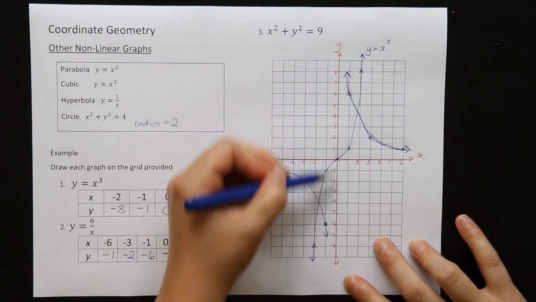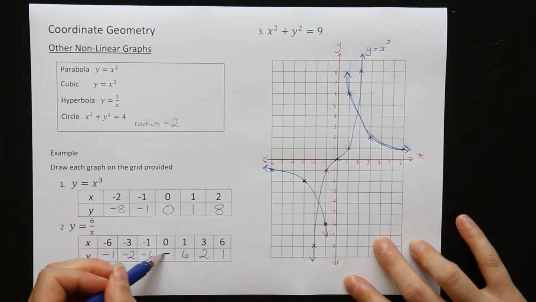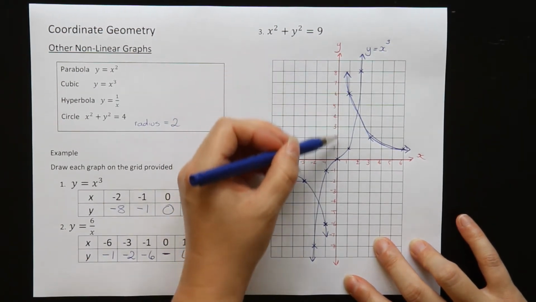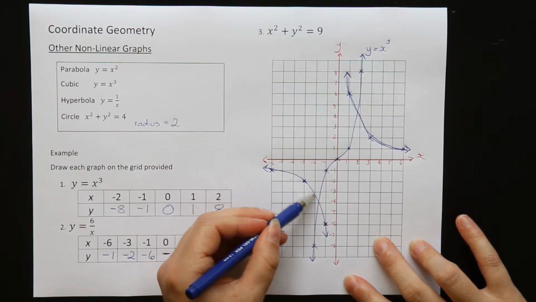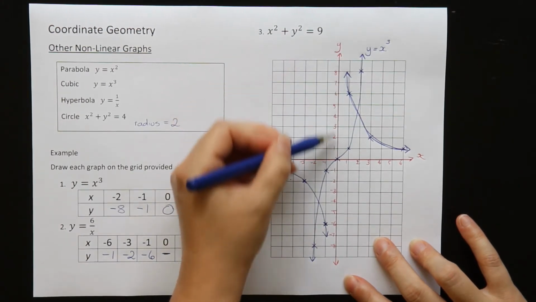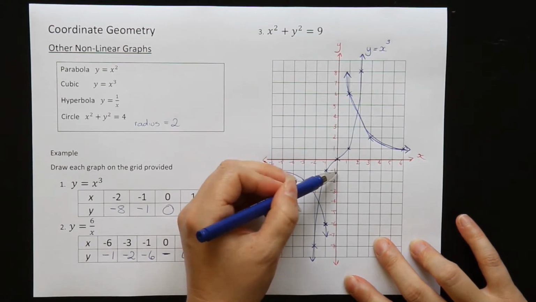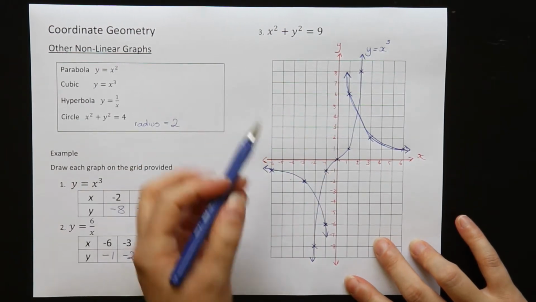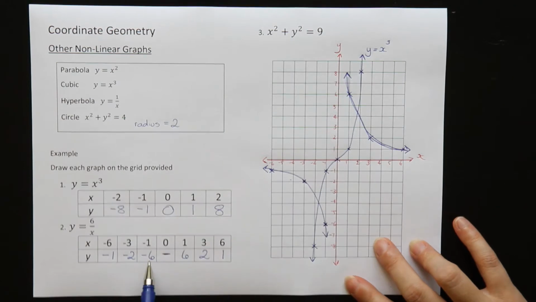So this line in the middle at zero, where we had this dash here, is what we call an asymptote. The curve will keep coming around and will keep getting closer, but it will never actually reach the zero in the middle. Okay, so that's an asymptote. So that is what a hyperbola looks like.